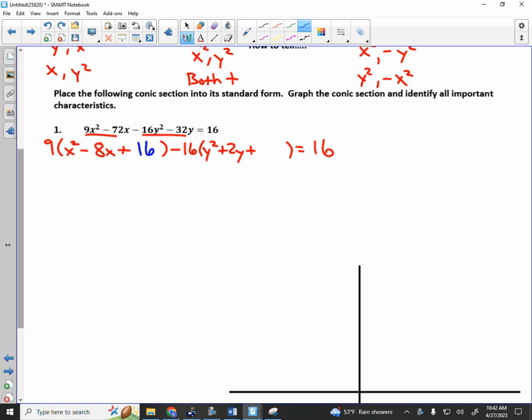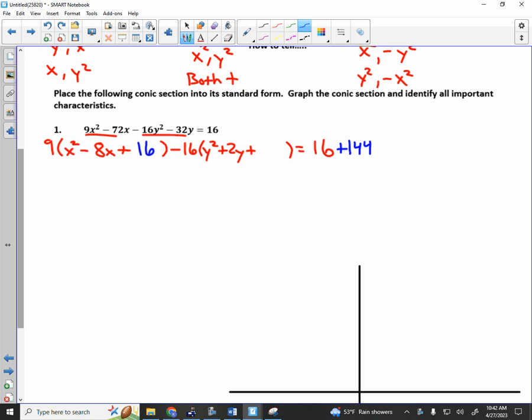Now, we don't add 16 to the right side. Nope. The true value of the 16 is 16 times 9. You see that? And 16 times 9, everybody knows is 144. So we're going to put that right over there. Yeah, I did that right away.